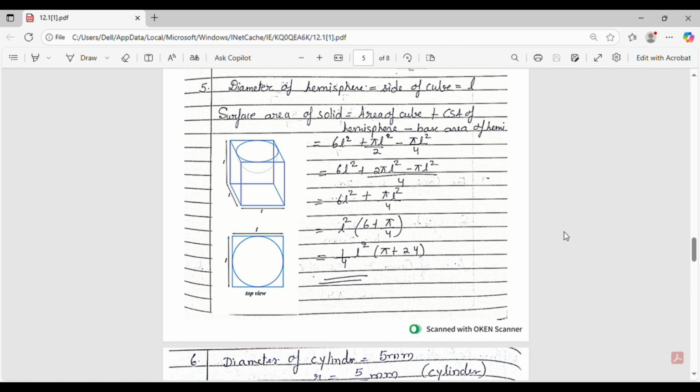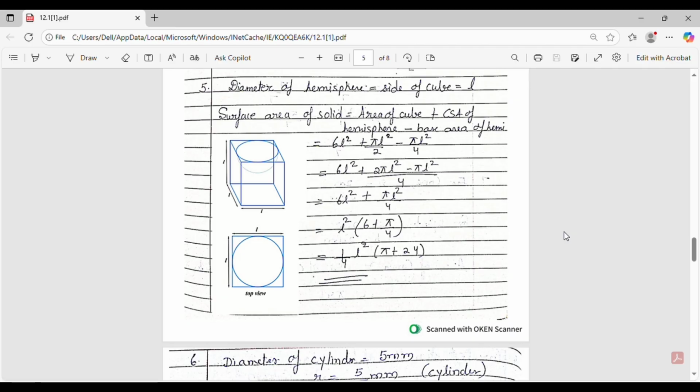6 l square plus pi r square, 2 pi r square minus pi r square. So it would be 6l square plus pi l square by 2 minus pi l square by 4. We will take LCM of both the fractional parts of this equation and we will get 6l square plus 2 pi l square minus pi l square upon 4. So it would be 1 upon 4 l square bracket pi plus 24 units.